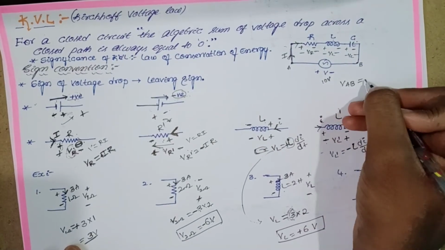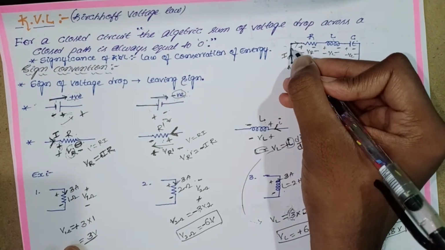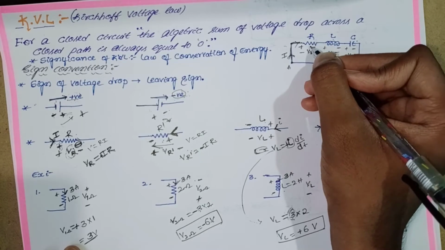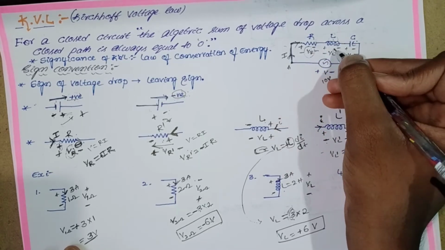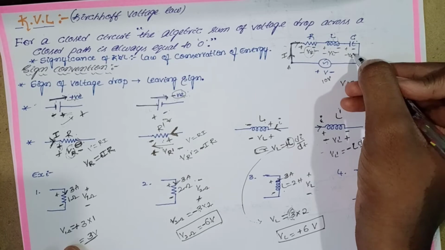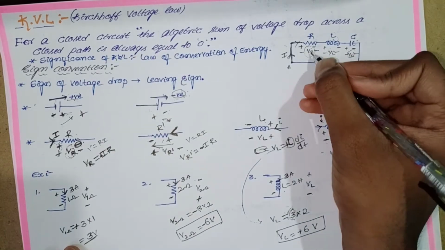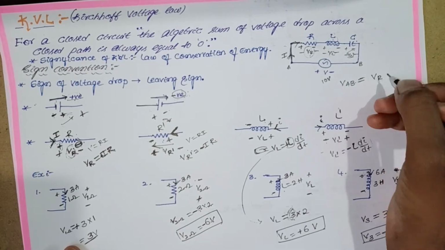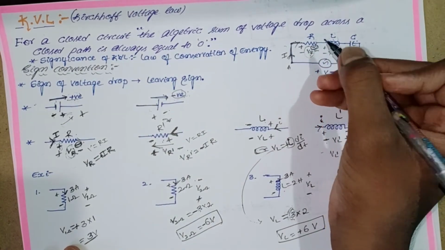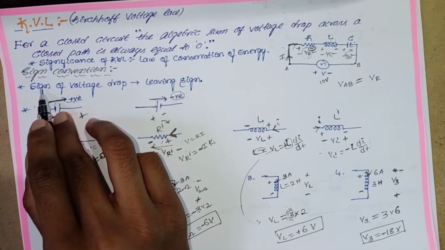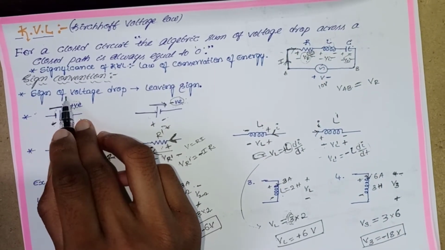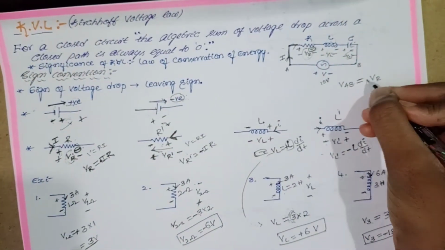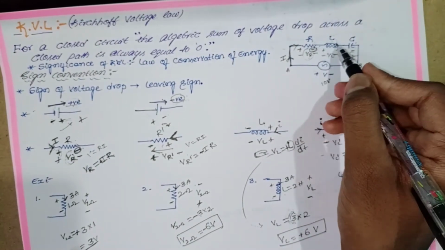VAB is equal to the drop across resistance, the drop across inductance and the drop across capacitor. I will consider VR, the drop across resistance. For VR, we put the leaving sign. The trick of this question is that the sign of the voltage drop is the leaving sign. Which one is the leaving sign? Negative. So put negative and move on to the inductance.